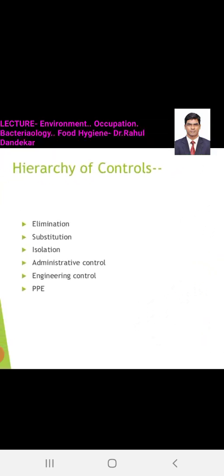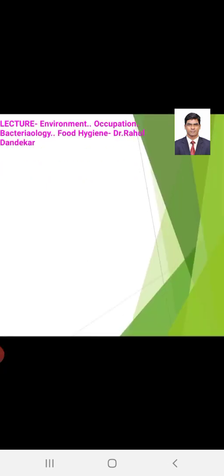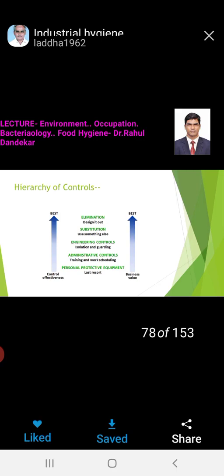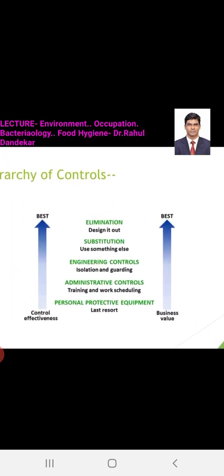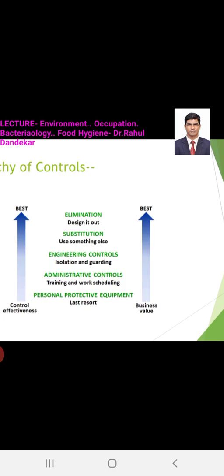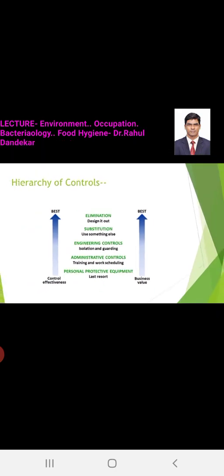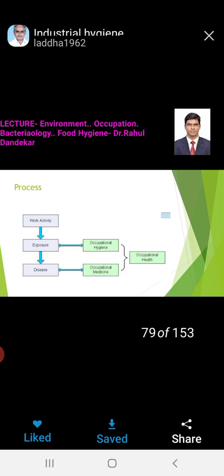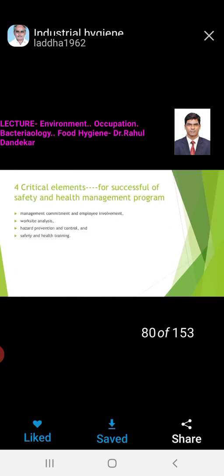To control: elimination, substitution, isolation, administrative control, engineering control, and PPE. These are the important things you should note. Elimination: design it out. Substitution: use something else. Engineering controls: isolation and guarding. Administrative controls: training and work scheduling. Personal protective equipment. These are some important control measures for environmental and occupational industrial hygiene.